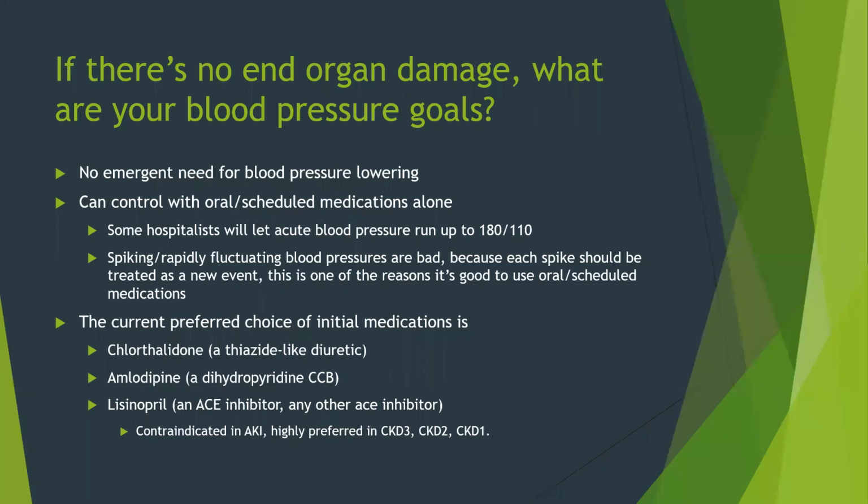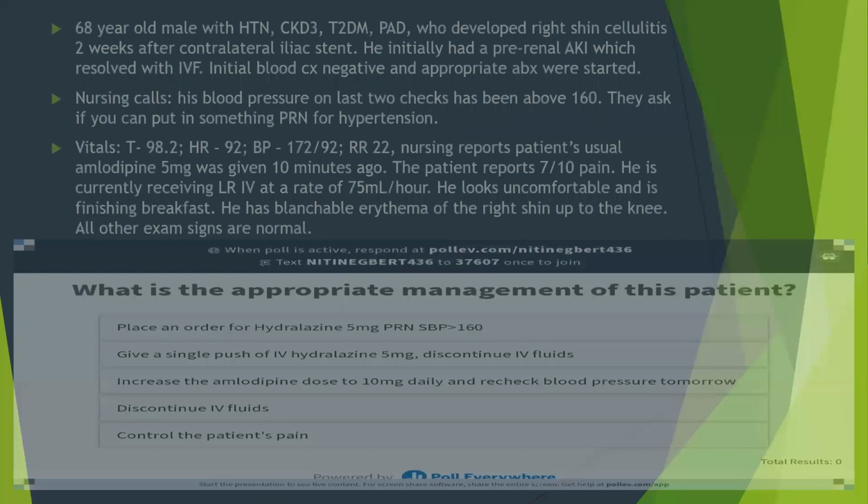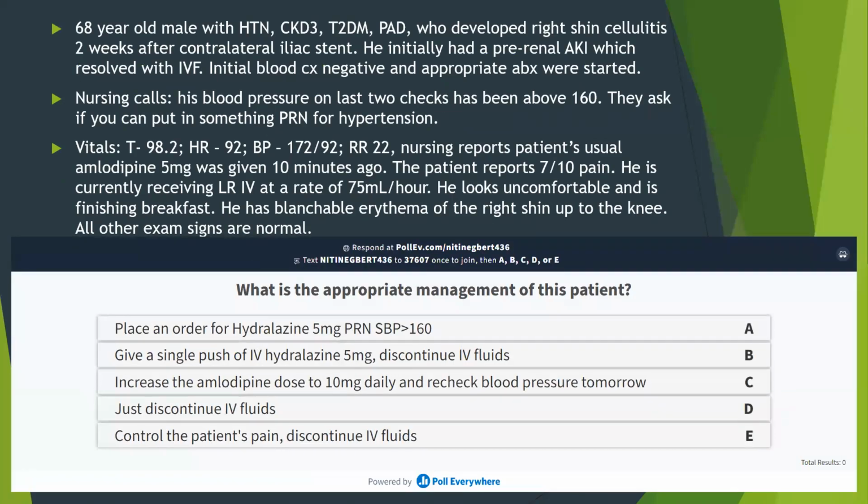So we'll go to our first practice question here, and we'll just go through a basic scenario. We have a 68-year-old male, history of hypertension, CKD3, type 2 diabetes, PAD. He developed right shin cellulitis 2 weeks after a contralateral iliac stent, so this is on his other leg, and he's admitted to your service, probably because he's a bounce back. He had a pre-renal AKI resolved with IVF, IV fluids, and his initial blood pressure is negative.